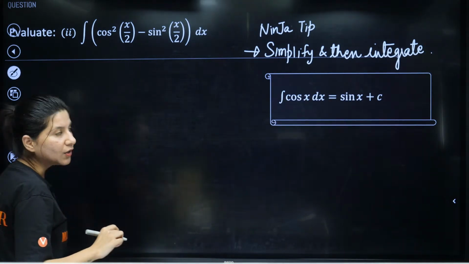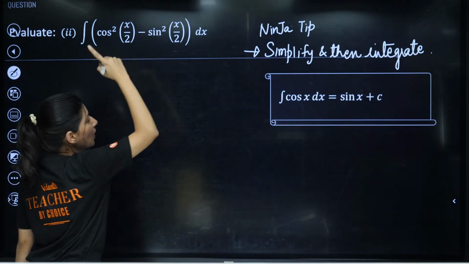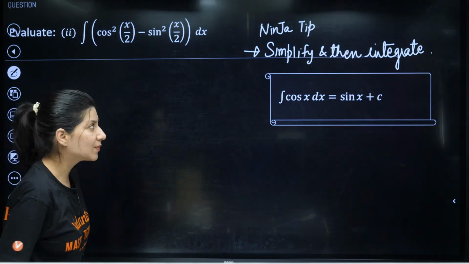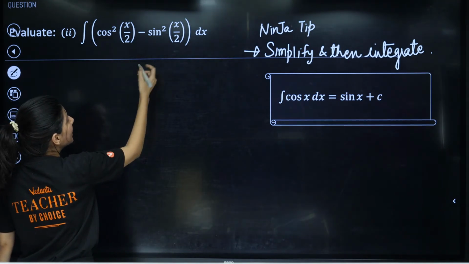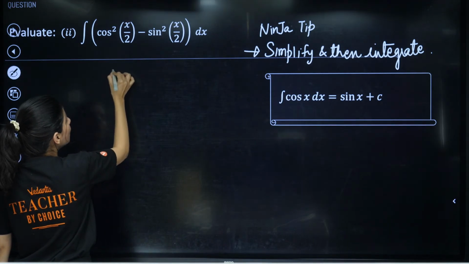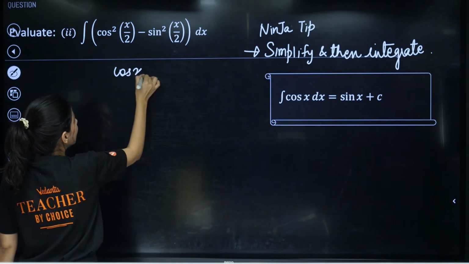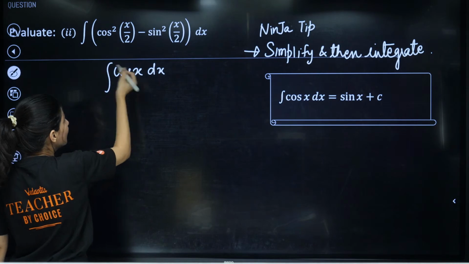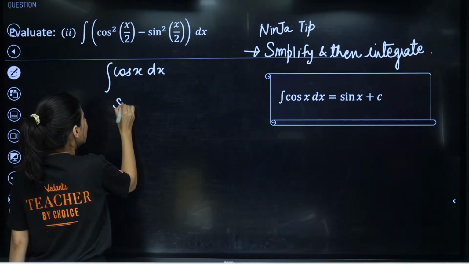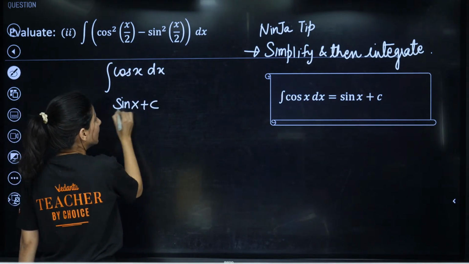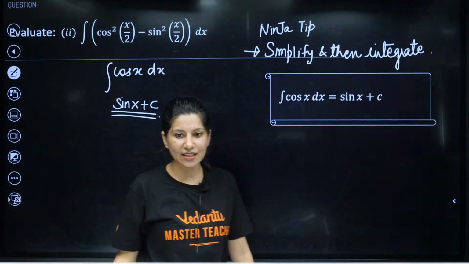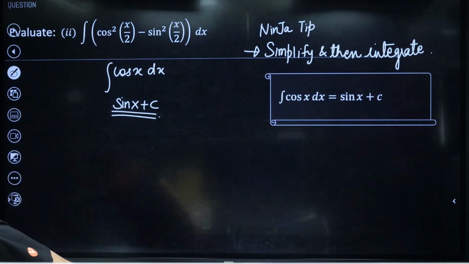Okay. All right. Cos square x by 2 minus sin square x by 2. So cos square theta minus sin square theta is cos 2 theta. So this will be cos x. So integration of cos x is what? Sin x plus c. Easy peasy. Very easy question, right?